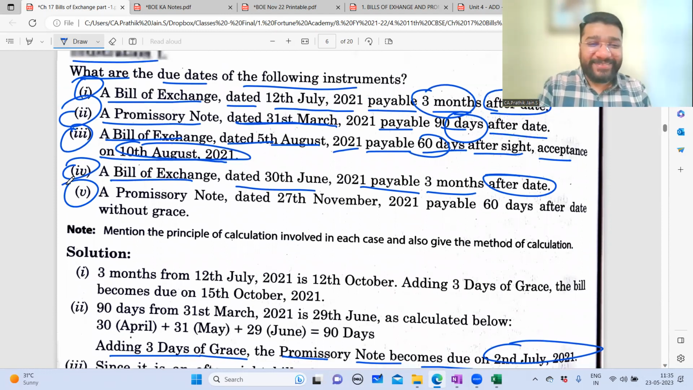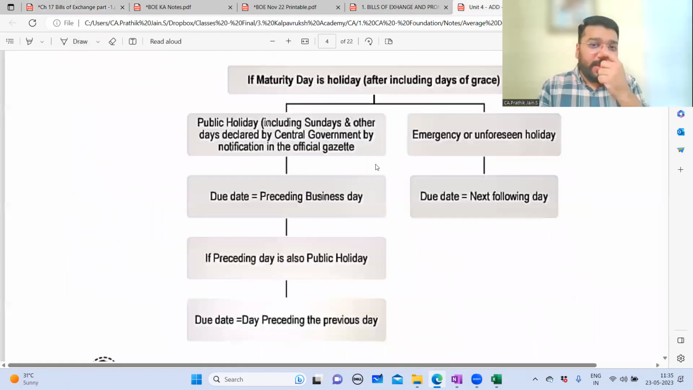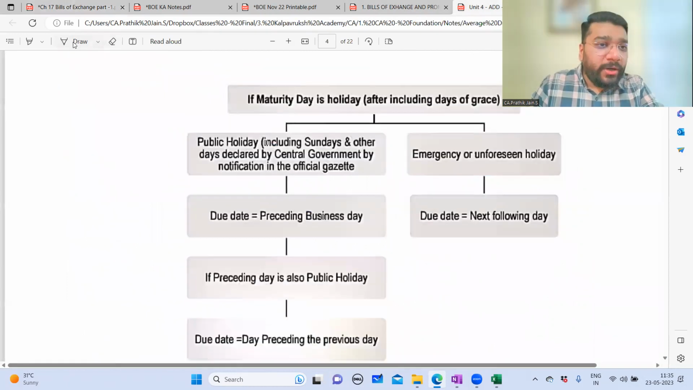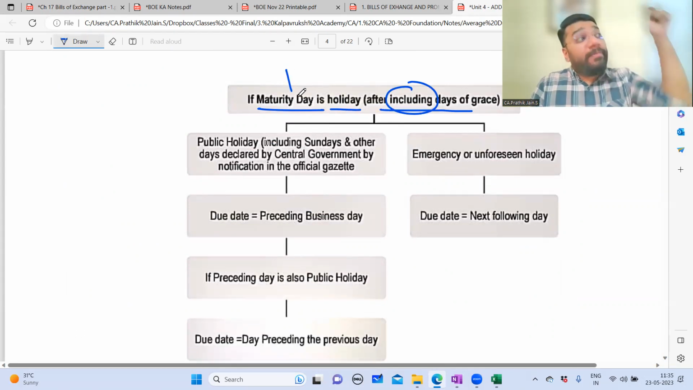Okay. Now, before I go forward to the 5th point, one thing I want to discuss with all of you. Now, guys, if your maturity date is a holiday, that is after including grace days. Obviously, after including grace days only is the maturity date. If that maturity date is a holiday, now holidays are of 2 types.